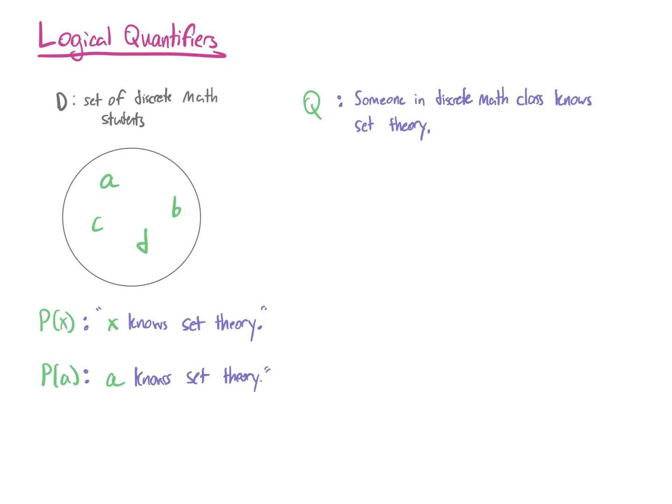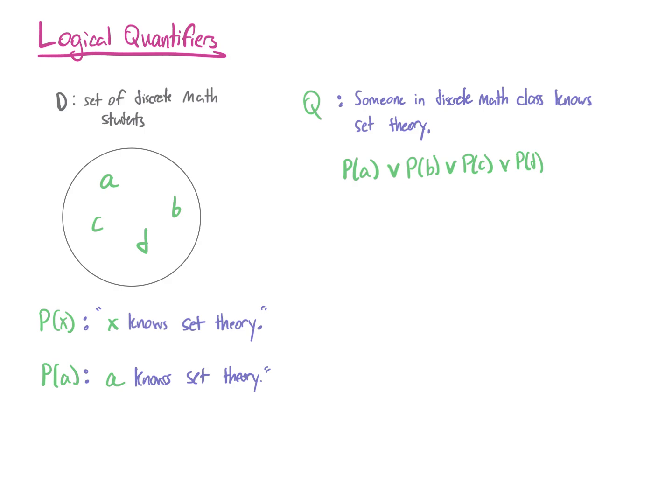One way to say this, that someone in discrete math knows set theory, would be to use tools that we have already learned. Because I can say this using disjunctions, or operators. Because saying that someone knows set theory means that, well, either A knows set theory or B knows set theory, or C knows set theory, or D knows set theory. This is a correct translation. This works. That's true.